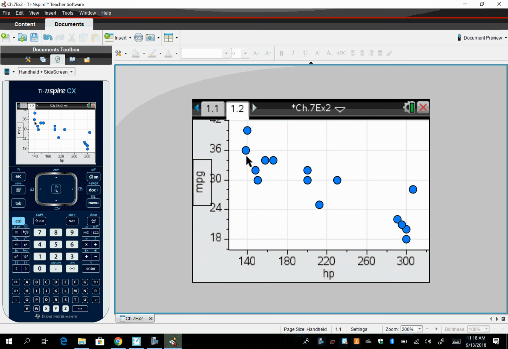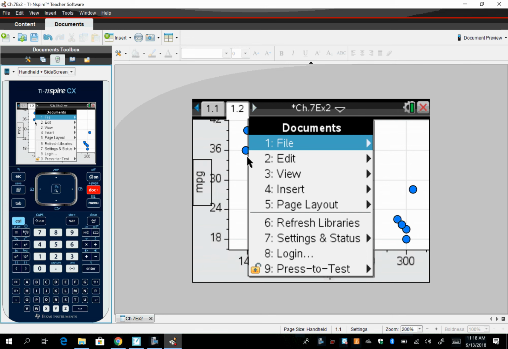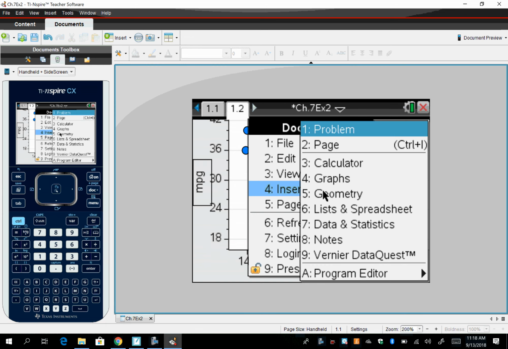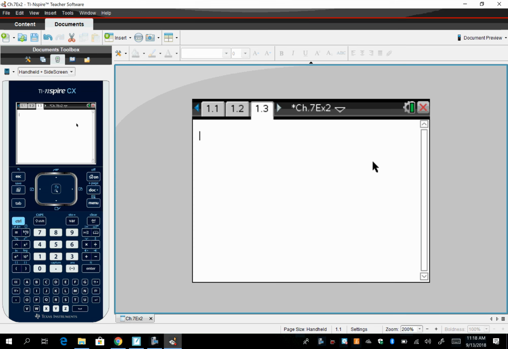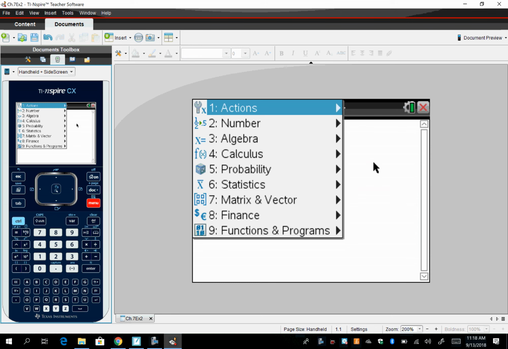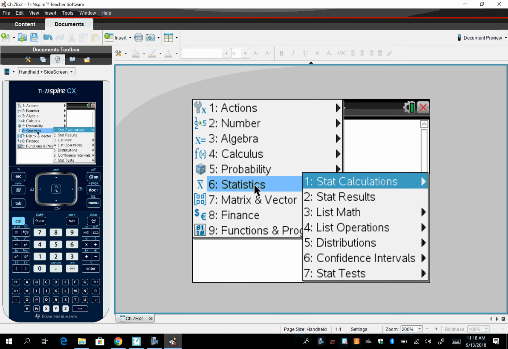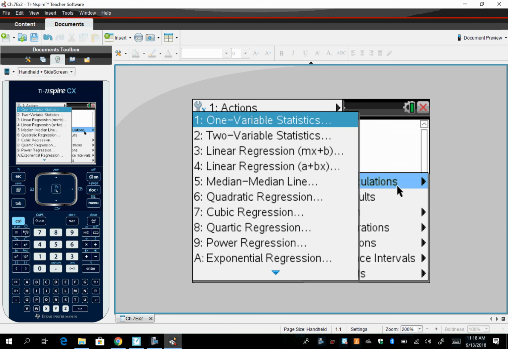So here we go. Hit doc, Insert, calculator page, which is number 3. Doc, insert calculator. Menu. Statistics. Stat calculations. And I want you to look for number 4. Does everyone see number 4?